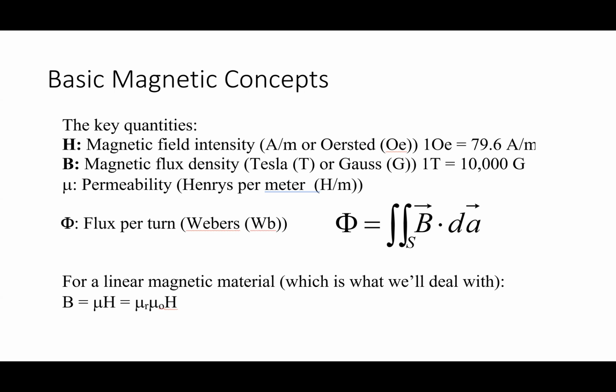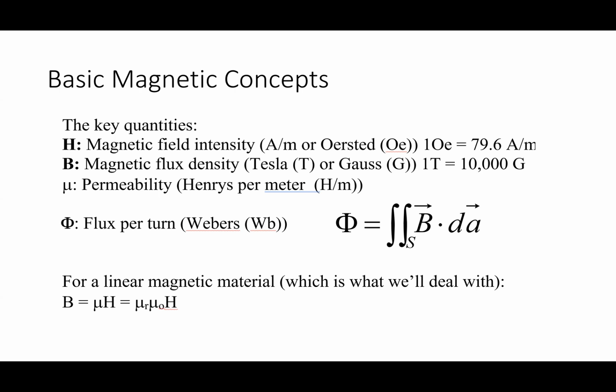Sometimes in Oersteds. The O and the E are supposed to go together. It's Ørsted's. Ørsted was the first person that measured a magnetic field. Sometimes people use that unit when actually designing inductors. I've used that before when doing inductor design for power electronics. The B field is what we talk about the most. It's the magnetic flux density.